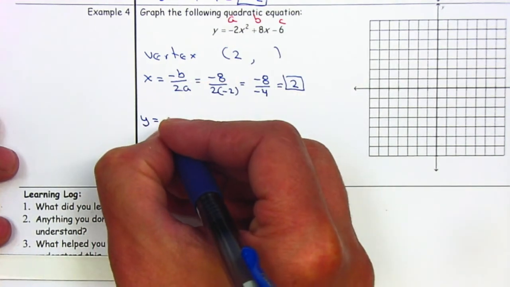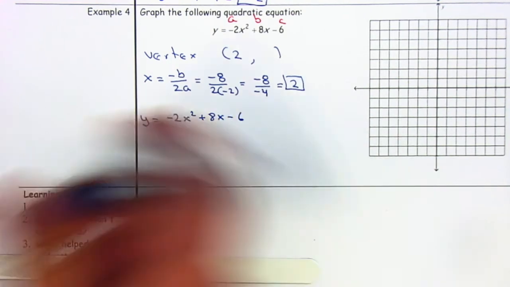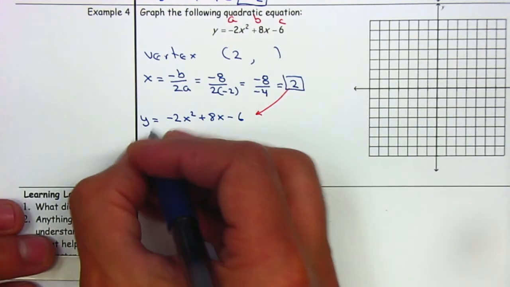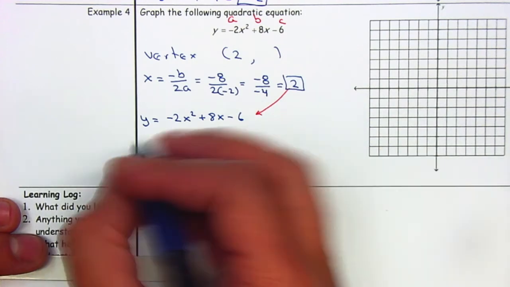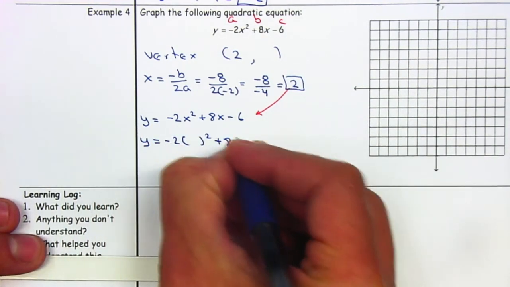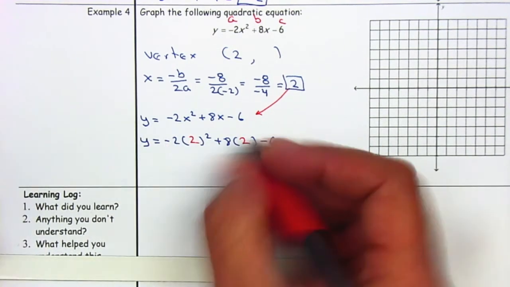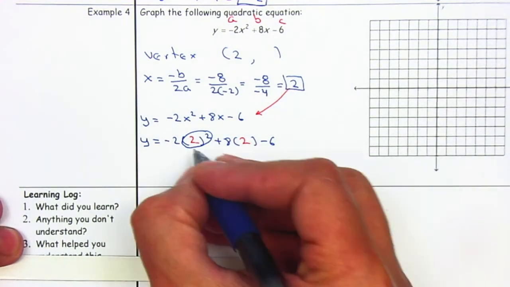We have y equals negative 2x squared plus 8x minus 6. But instead of the x, I'm going to replace it with a 2, because I want to find out if x is 2, what's the appropriate y value. So that'll give me a 2 for the x value. Remember to use your exponents first, order of operations.